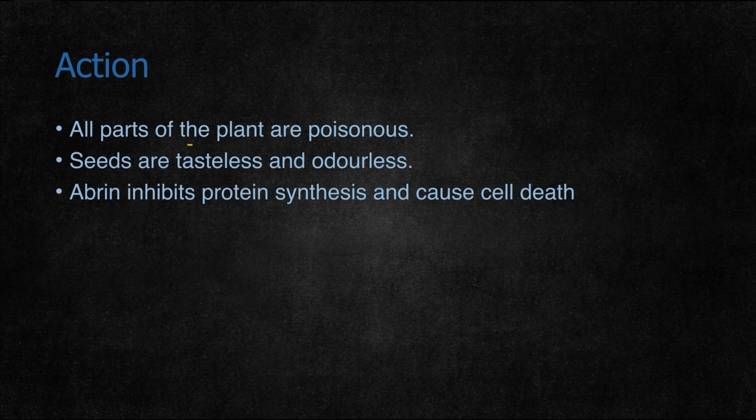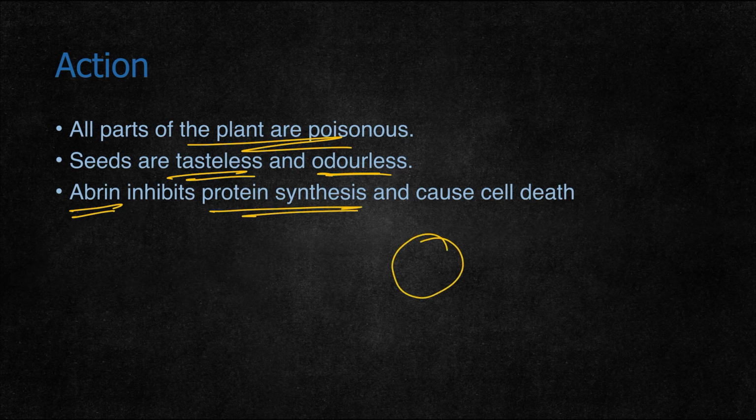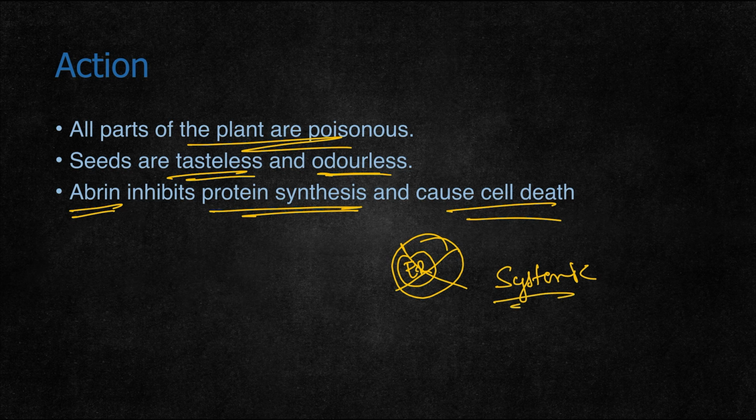Coming to actions, all parts of the plant are poisonous. Seeds usually contain abrin. Seeds are tasteless and odorless. Abrin, the active principle, inhibits protein synthesis. In a cell, it binds to the ribosome and prevents protein synthesis, and because of that the cells die. So it causes systemic poisoning. Wherever it enters any cell, it prevents protein synthesis and the cell dies.